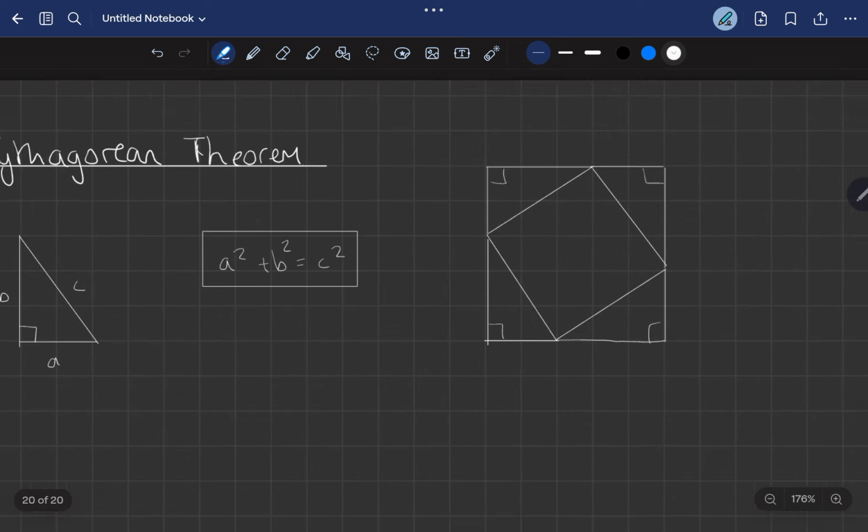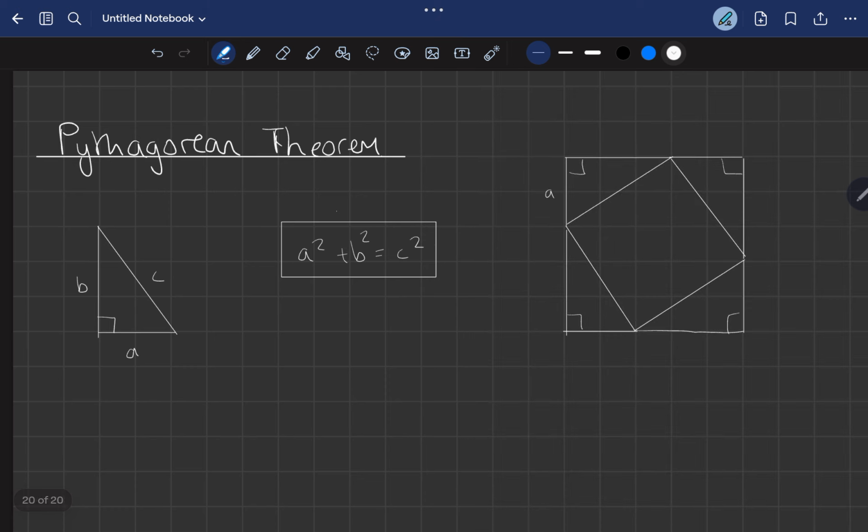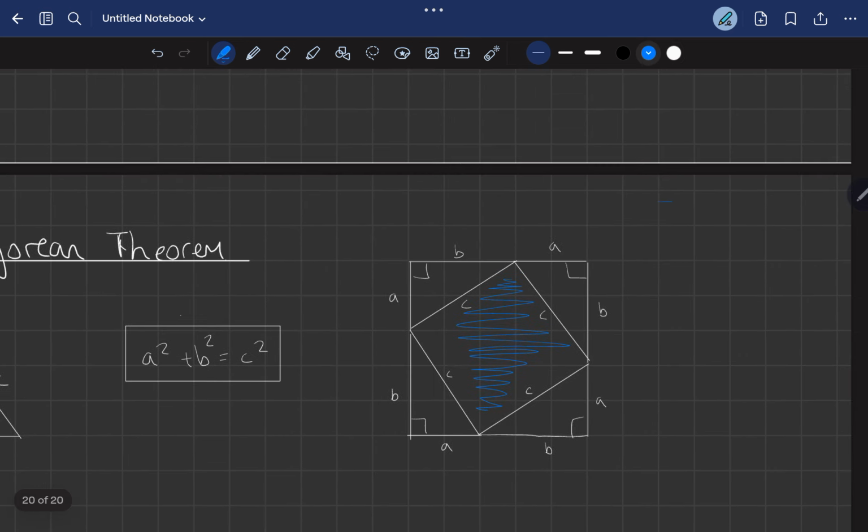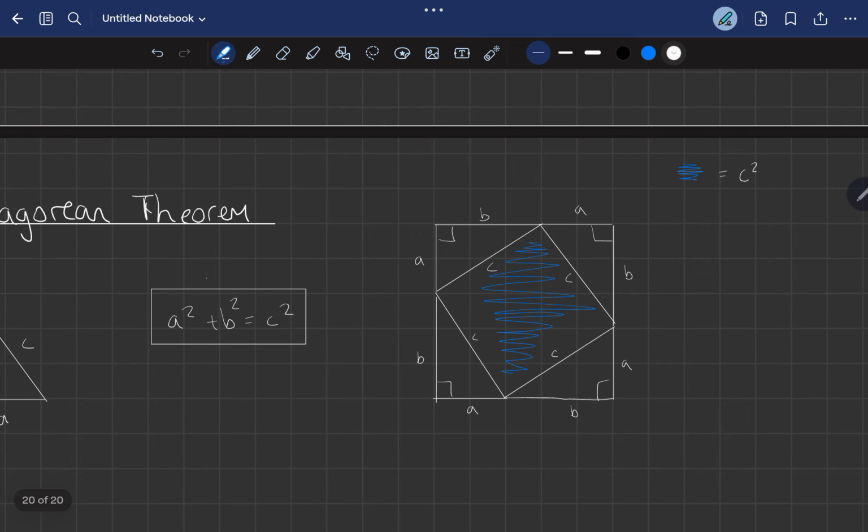Okay? So if I put on the sides, I've got this is A, this is B, this is B, this is A, this is B, this is A, this is B, and this is A. And just according to the labeling, this is C, this is C, this is C, this is C. So if I wanted to find the blue area in the middle, I could just write the blue area is equal to C squared, right? Because it's clearly a square, because all the 4 sides are C and they form 90 degrees right here. So the blue area is C squared.